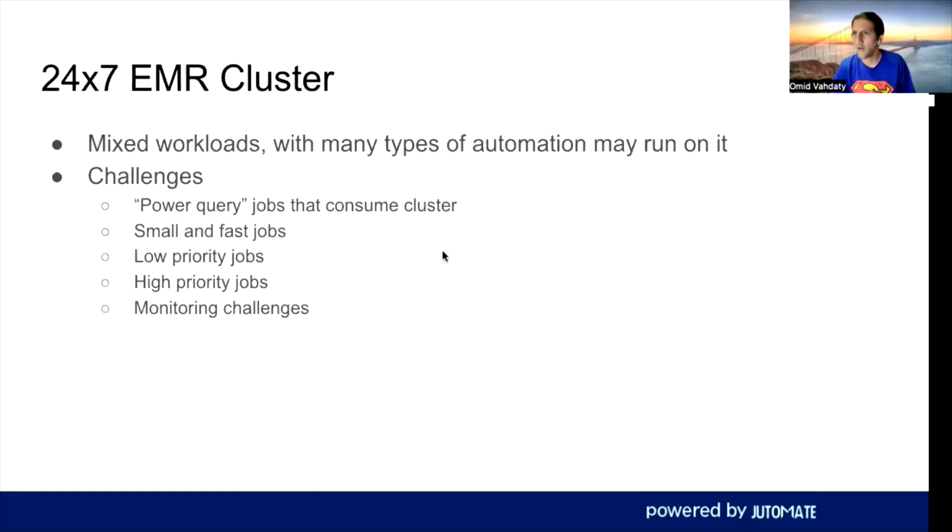So a 24/7 cluster usually has mixed workloads and many types of automation running on top of it. The challenge is that it usually has heavy jobs that consume most of the cluster resources. It also contains small and fast jobs, low priority jobs, and high priority jobs, and there are lots of monitoring challenges around it because you really don't know when something goes down, when something breaks, how to tackle it, how to make everything work, and so on. Is this use case clear?